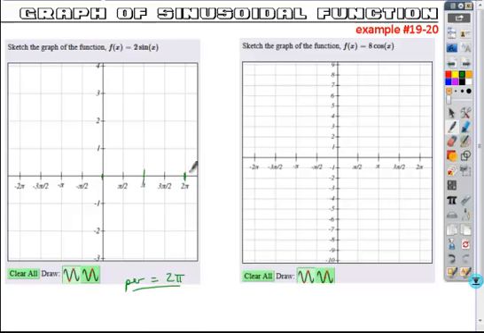I'm going to cut that in half, each of those in half as well. So I know that these are going to be my critical points. There's no vertical shift, so my midline stays 0. But my amplitude changes where the max and where the min is.